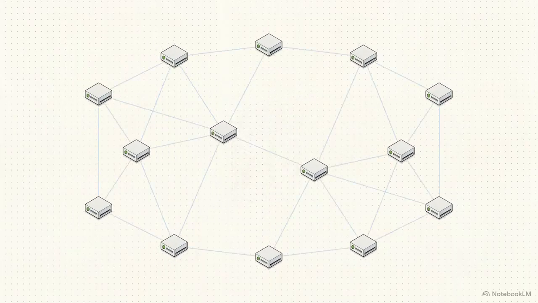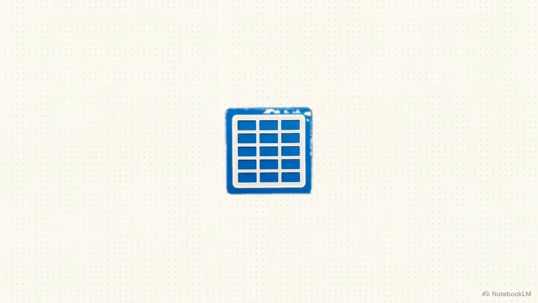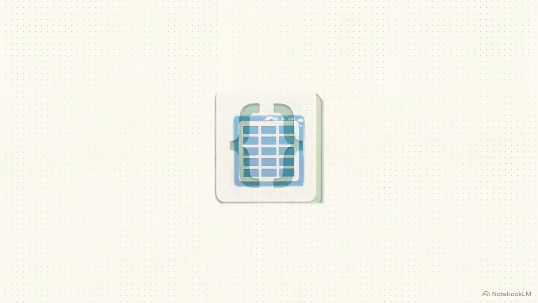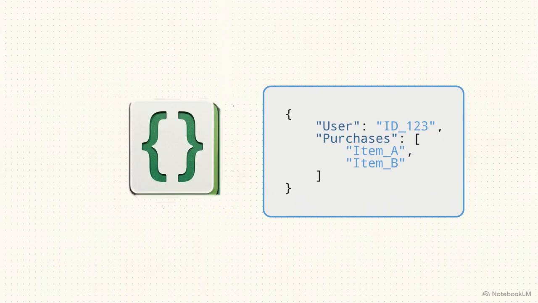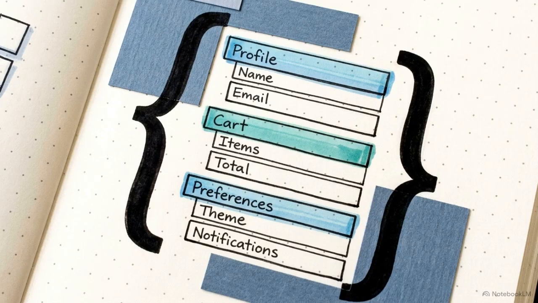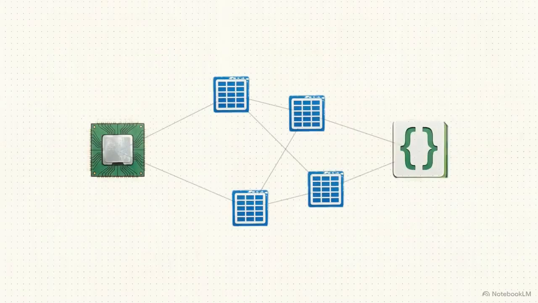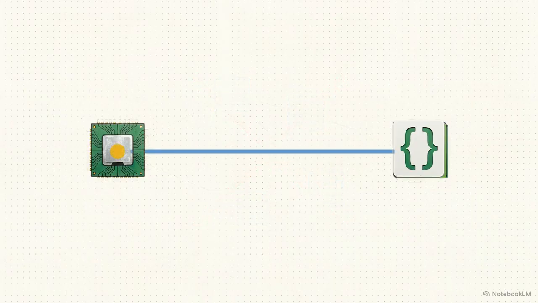Instead of one massive supercomputer, workloads distribute across hundreds of smaller servers. To make sharding work, engineers changed the data's physical shape. Systems like MongoDB abandoned tables in favor of BSON, or binary JSON documents. By embedding a user's profile, cart, and preferences inside a single self-contained document, the system eliminates CPU-heavy joins. Everything the application needs is stored in one place.